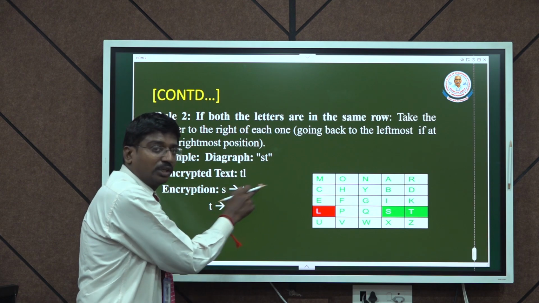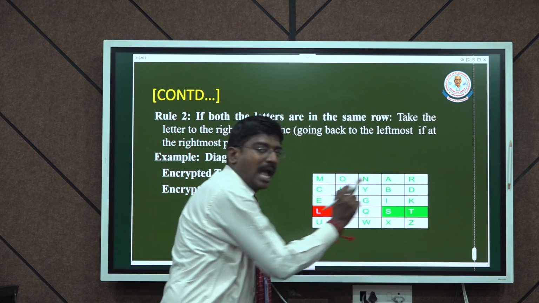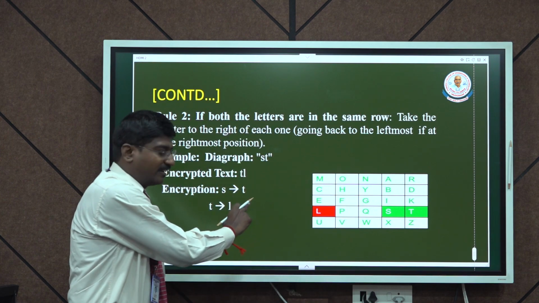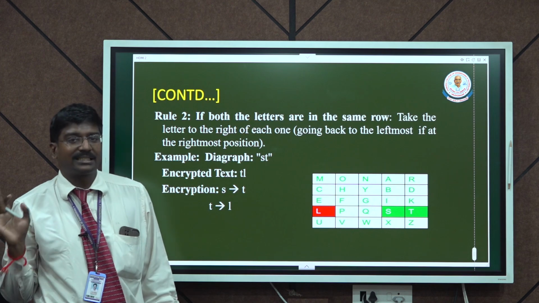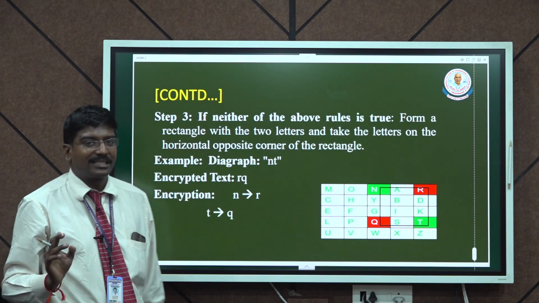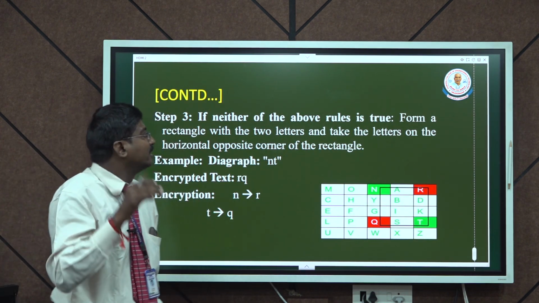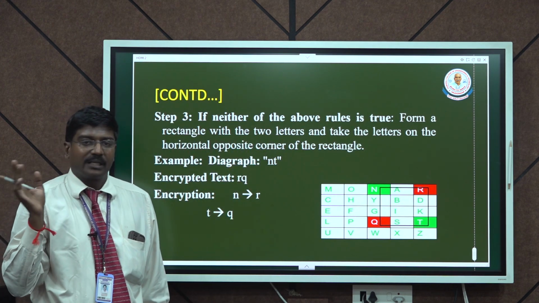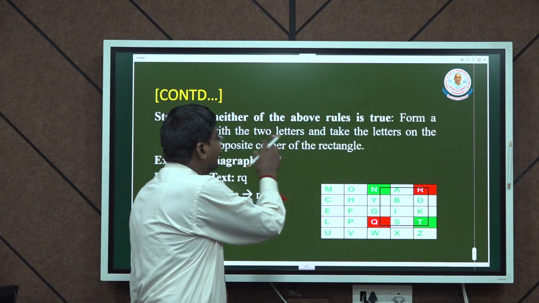S is converted into T, the right element of S, and for T there is no right element, so we have to take the first element, L. So ST is converted into TL. This is the second rule. And the third rule is that the pair can be anywhere, that is, neither of the conditions is true, and it is not present in the same row or same column. Form a rectangle with the two letters.